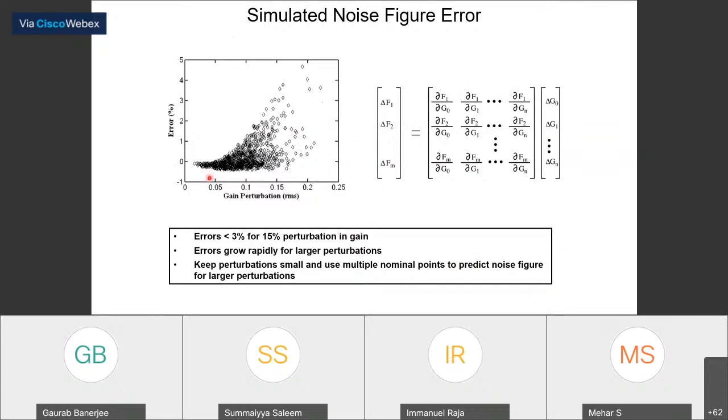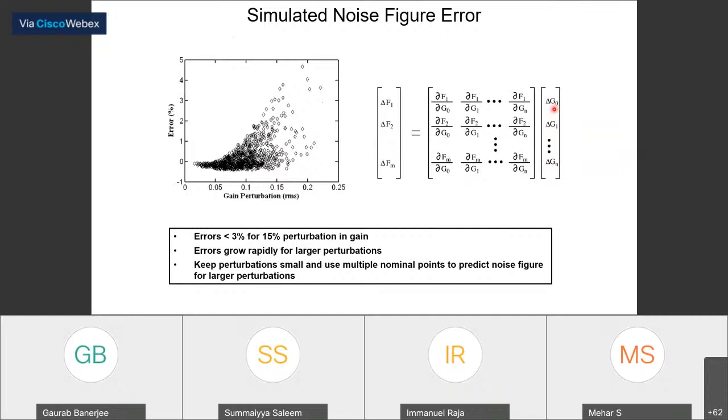So when we went to about 15% perturbation in gain, that's when things started going out of control in terms of the error. But as long as you keep your variables within 15%, right? So if you have gain of stage one and you change it by, say, 10%, and based on that, you construct a model. In other words, if your delta G0, gain of stage zero, is 10%, right? Then you construct a model, which would essentially be just a matrix of all the partials.